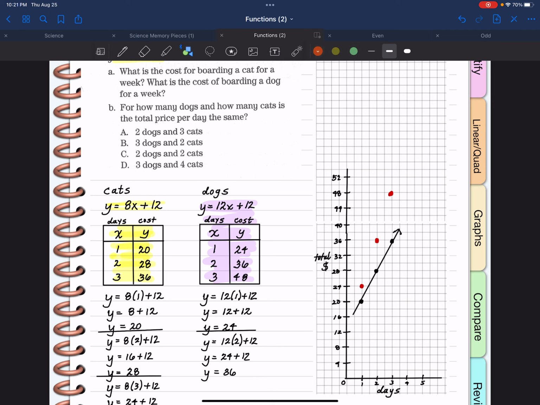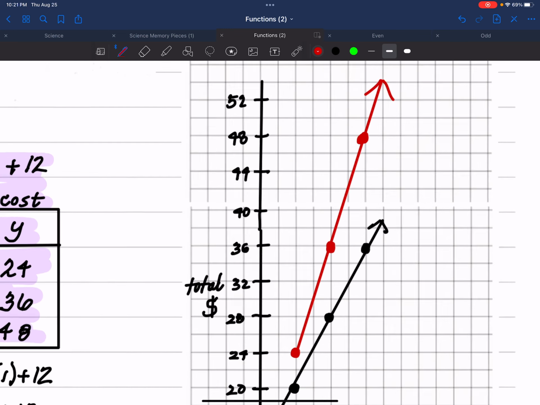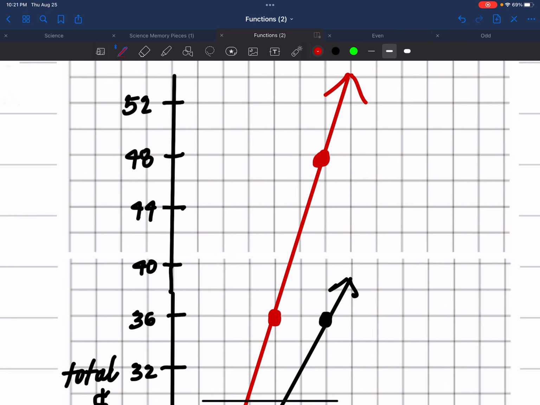So the equation for the dogs looks something like this. Both are positive slopes because both are building up. If you're boarding your animals, you're paying more each day, so that would be a positive slope. Let's see if we can do rise over run for these just to get our slopes. I'm going to use green to do that.